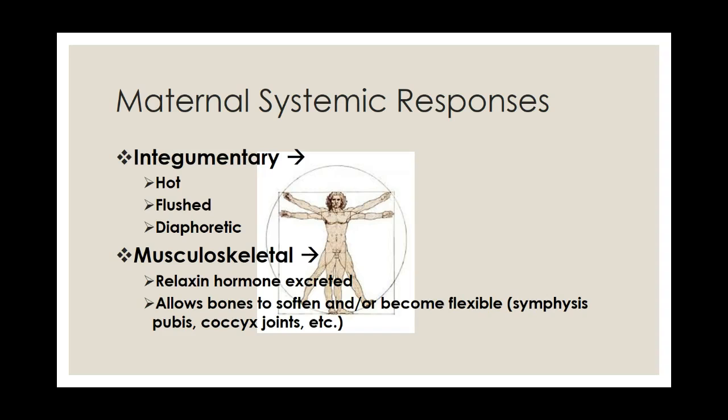The musculoskeletal system, we have a hormone called relaxin that is excreted by the body, and relaxin helps to relax our joints and our hips. It allows the bones to soften and become more flexible, the symphysis pubis and the coccyx joints specifically, because our pelvis, the maternal pelvis, needs to be able to expand some to allow that fetal head to come through so that everything can work together.